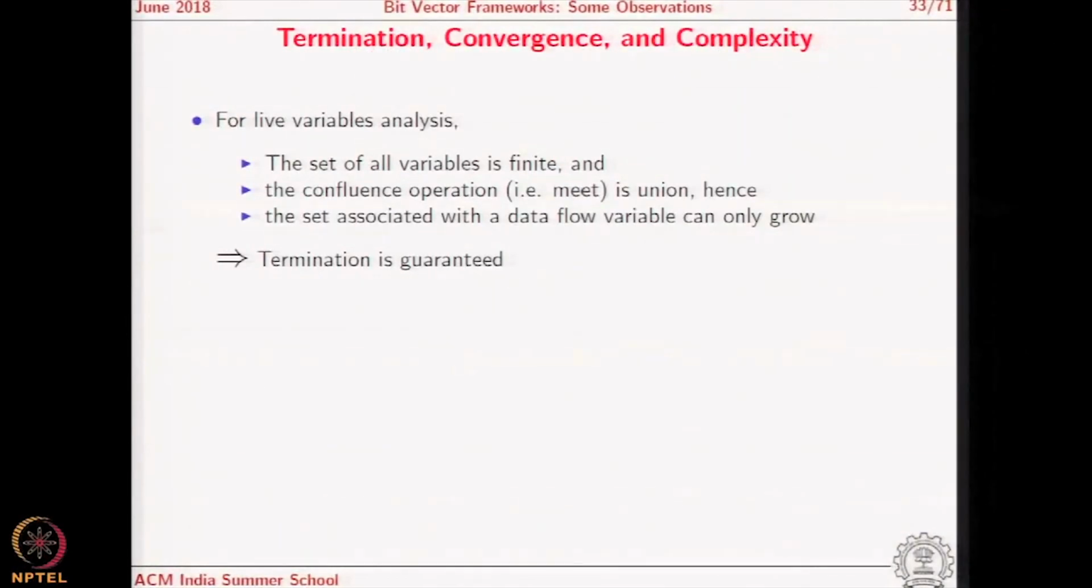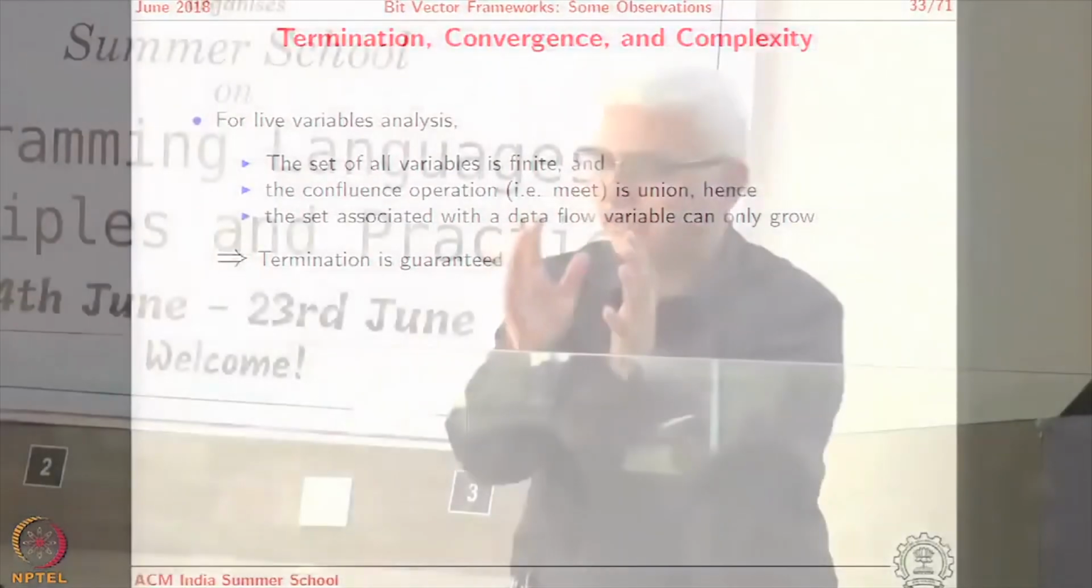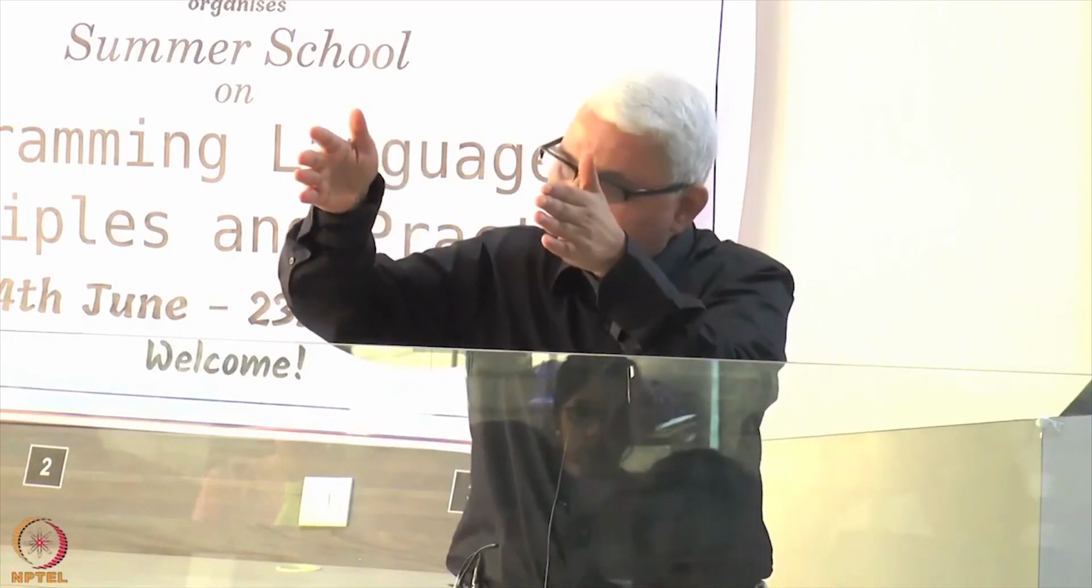What about termination, convergence and complexity? For live variables analysis, the set of all variables is finite. The confluence operation is union, hence the sets associated with a data flow variable can only grow. A critical component of this analysis is that the kill information is constant. So, in every iteration we are going to kill essentially the same set of variables. So, if the incoming set of variables is larger and we are killing the same set of variables, the outgoing set of variables will be larger. So, sets can only grow.